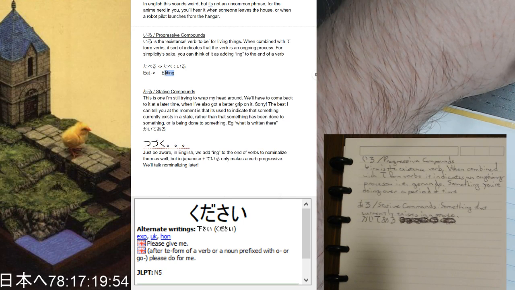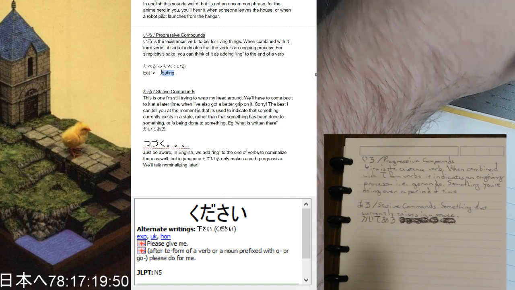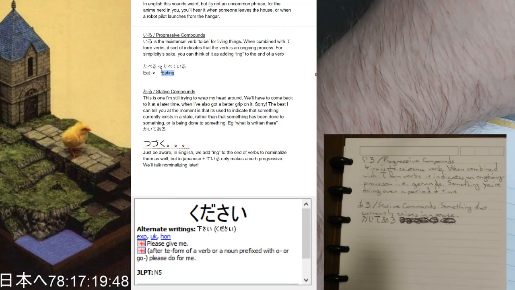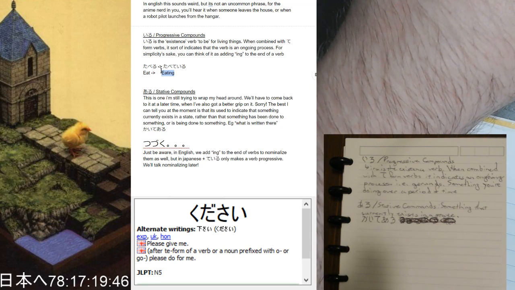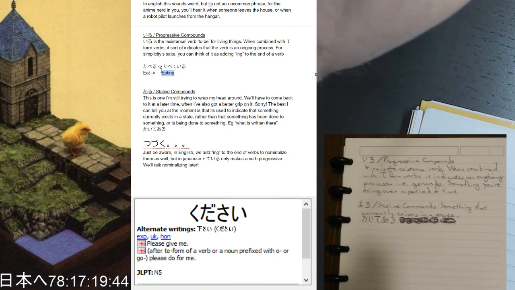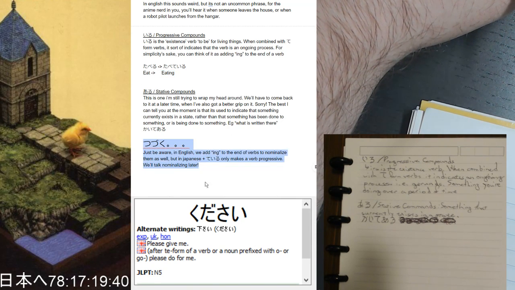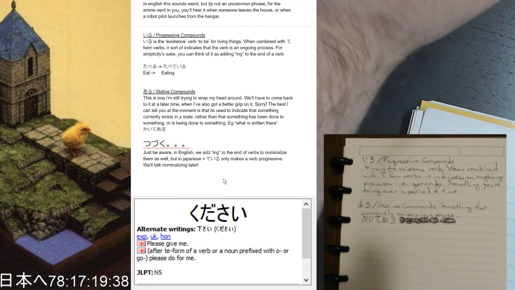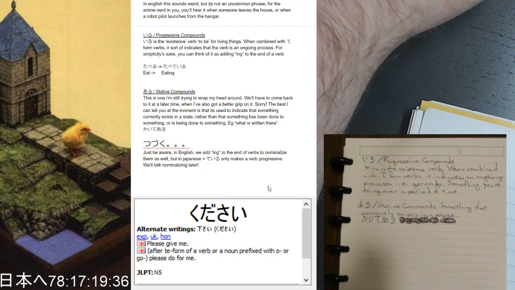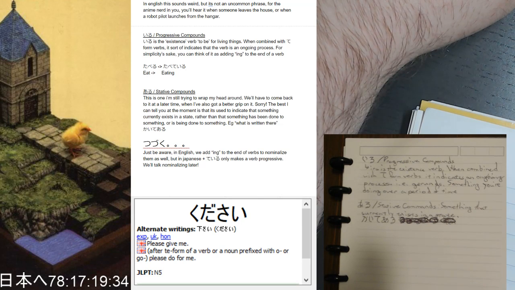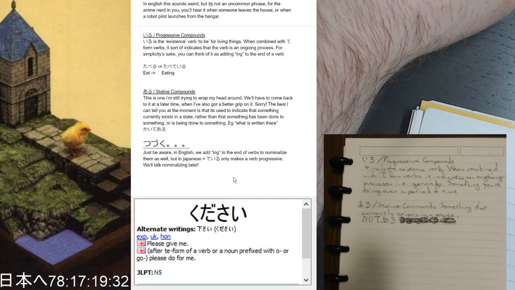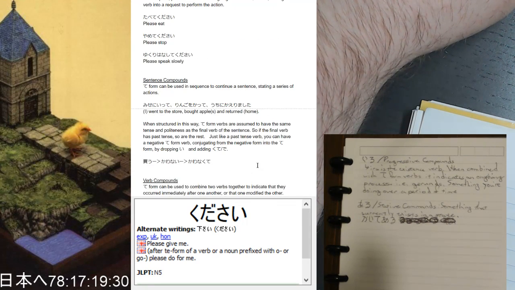Does that make sense? Mm-hmm. Okay. I had to explain that to my class because my teacher was having trouble explaining that to them. So I wanted to include that here in case that didn't come across. So that's the end of what I understand about te form at the moment.